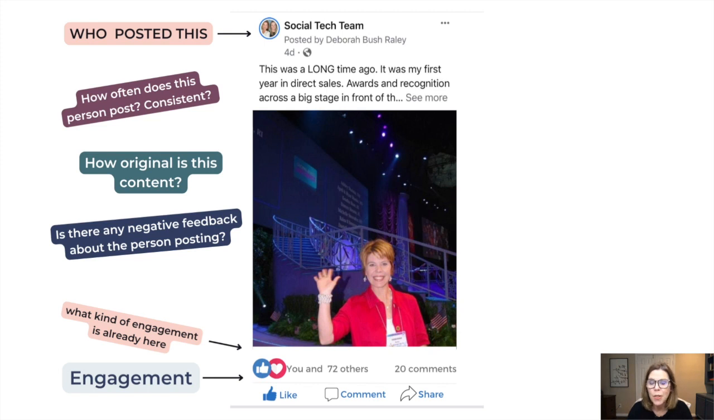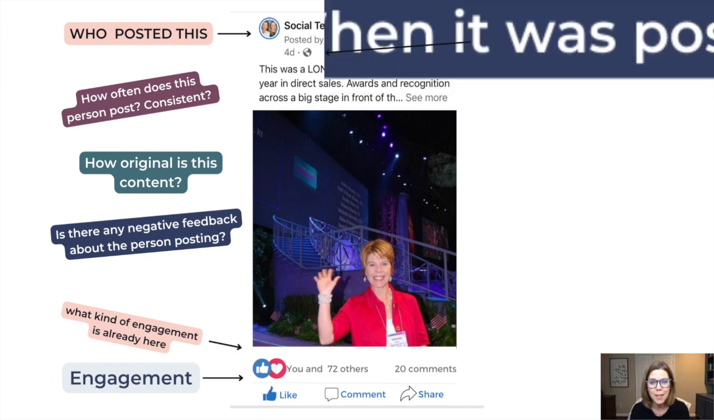So you want to be sure that there is some activity happening, whether it's reactions or comments or shares, and a lot of that is going to boil down to what you've put in your caption, what calls to action you have here that invite people to participate by engaging with your content. When was the content posted?